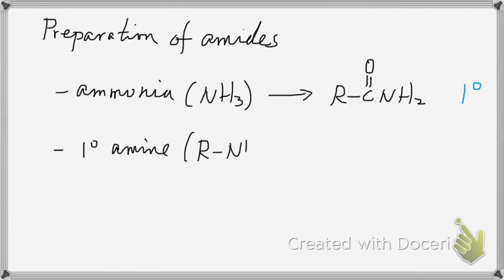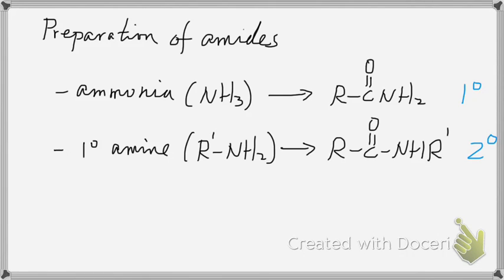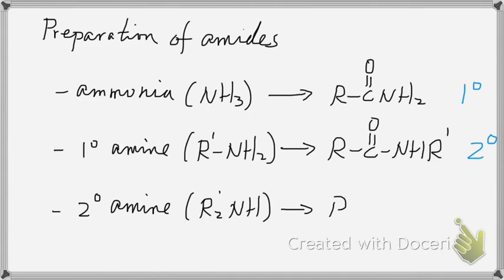If we use a primary amine to make amides, we will make a secondary amide. The nitrogen in the amides here will be attached to two carbon atoms. And if we use secondary amine to make amides, then we will have a tertiary amide. Both secondary and tertiary amides are substituted amides, all right?